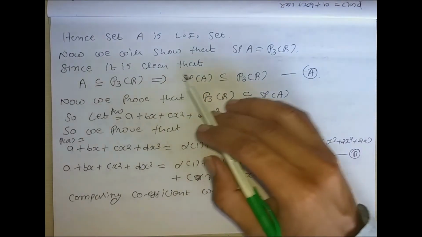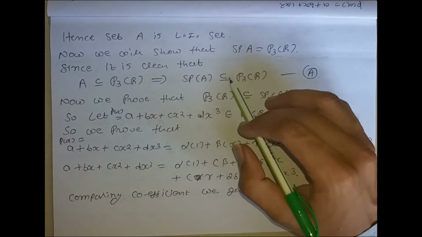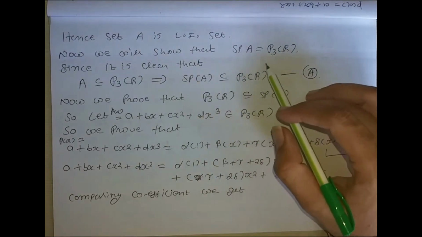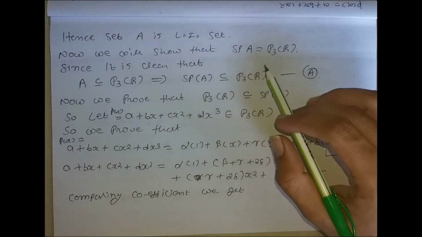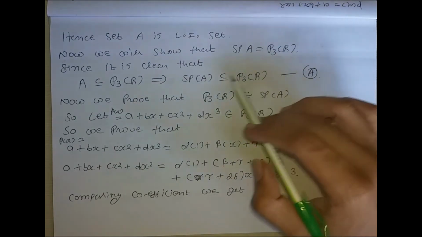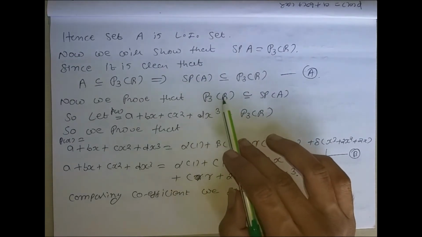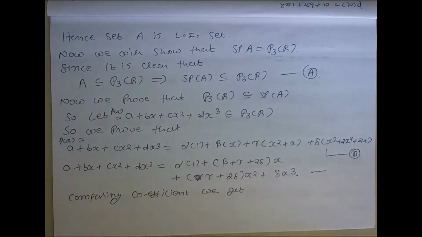This implies that the span of A is a subset of P3R. Here P3R remains as it is because it is our main vector space. So span of A is a subset of P3R. Give it the equation number A. Now we will show that P3R is a subset of span of A.